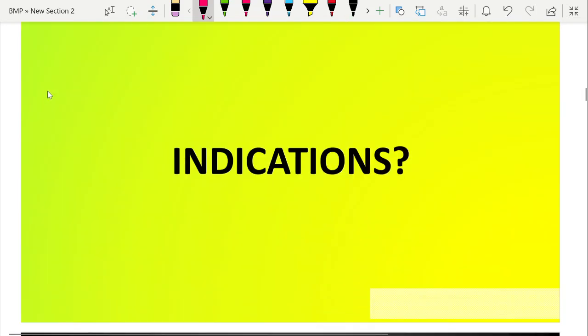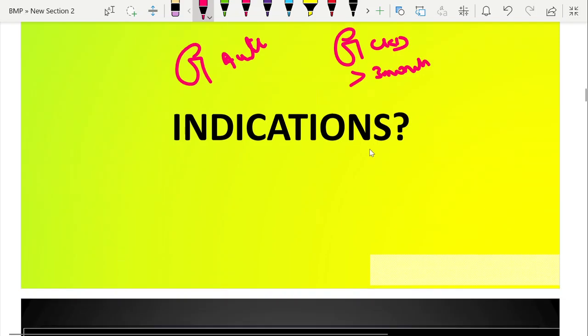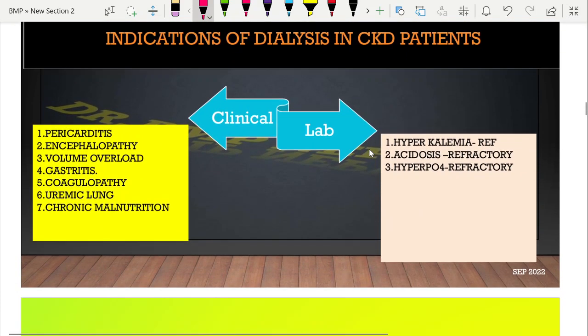Then coming to the indications. Kidney can fail under two conditions: in an acute situation, which is called AKI, or in the chronic form, which is called CKD, usually more than 3 months, with the eGFR falling towards less than 15. As a final year MD, you should know the indications in CKD and AKI. Some parameters are common, but there are a few subtle differences. First, we will see the indication in a CKD patient.